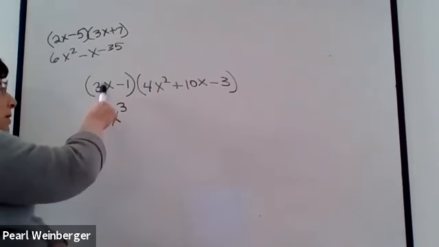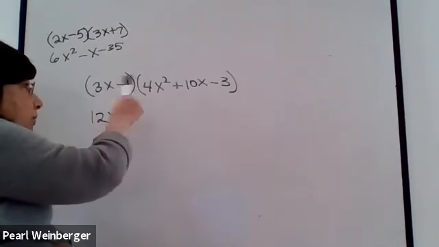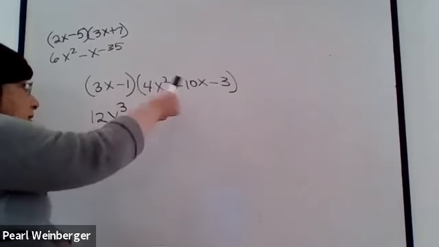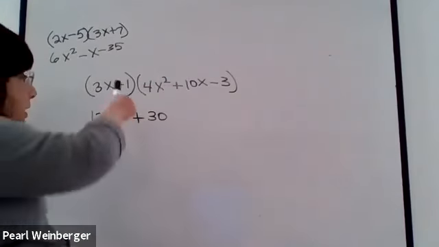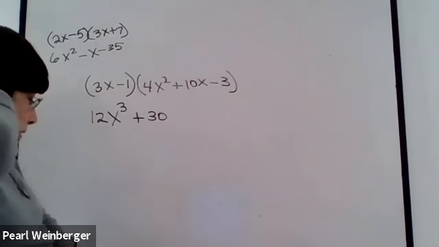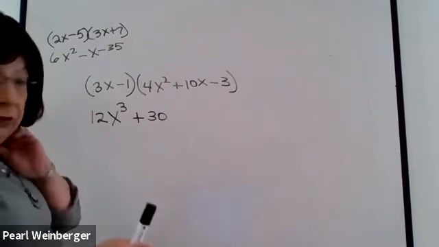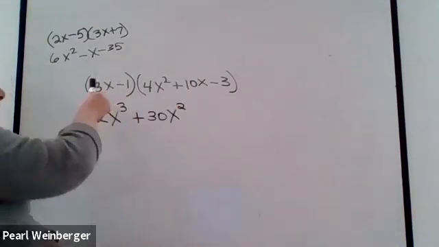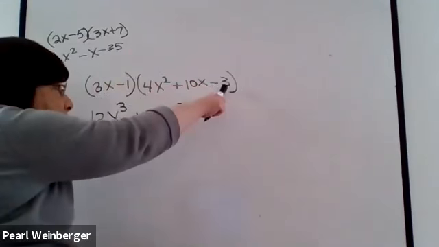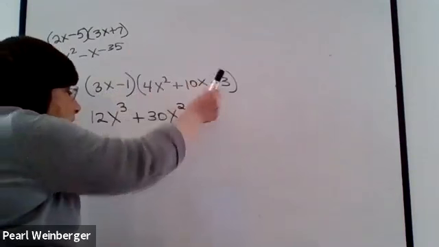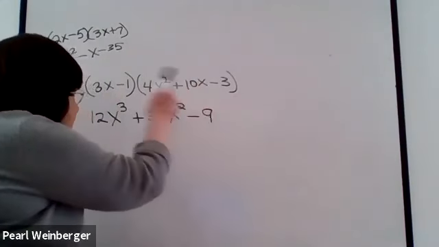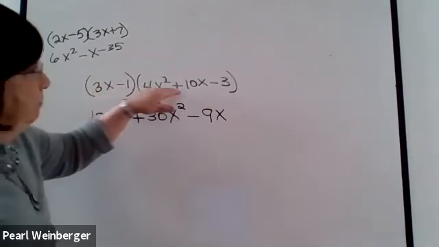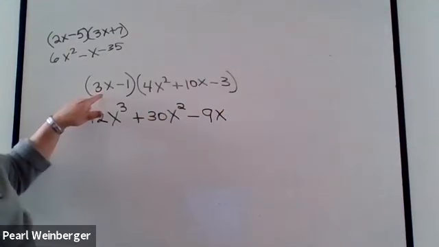Now I take the 3x and multiply by the 10x. So the 3 times the 10 gives me positive 30. And the x times the x gives me x squared. They each have an exponent of 1, but we don't write it in, but it's there. So exponent of 1 plus 1 is 2. So this gives me 30x squared. And finally, I take the 3x and multiply by the negative 3. So the 3 times the negative 3 is negative 9. And I just bring the x across. I multiplied everything in my second parentheses by the 3x.